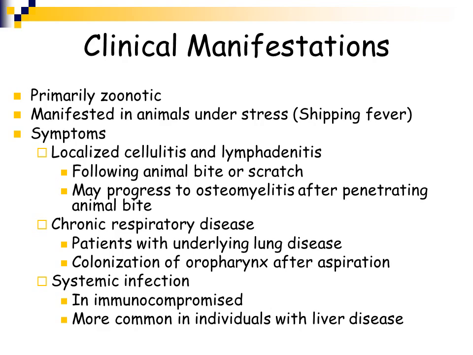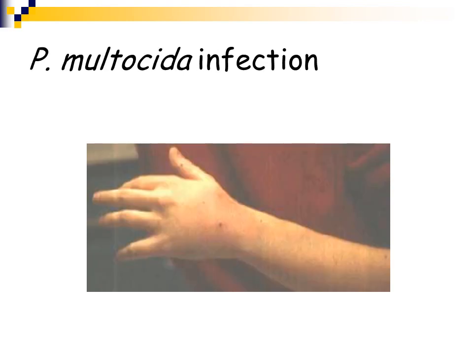The organism can also cause a chronic respiratory disease. This is usually more common in patients with an underlying lung disease like emphysema or asthma. And what happens is it will colonize the oropharynx after it's been aspirated. It can also lead to systemic infection, which is much more common in immunocompromised individuals and in individuals with liver disease. And here's a typical Pasteurella multocida infection, where at the site of infection you'll get inflammation, redness, swelling, and you could see where the bite mark is.